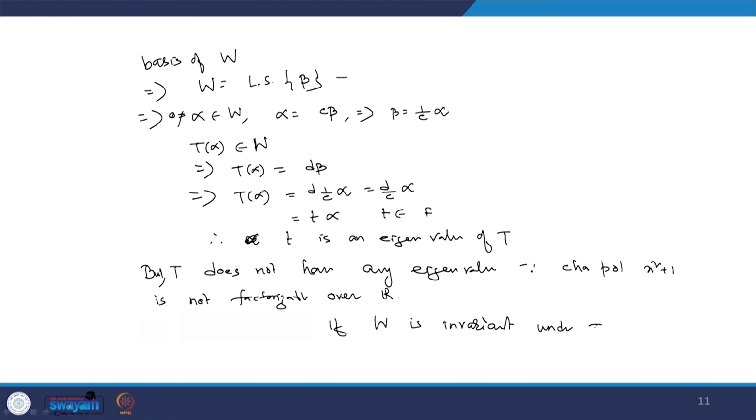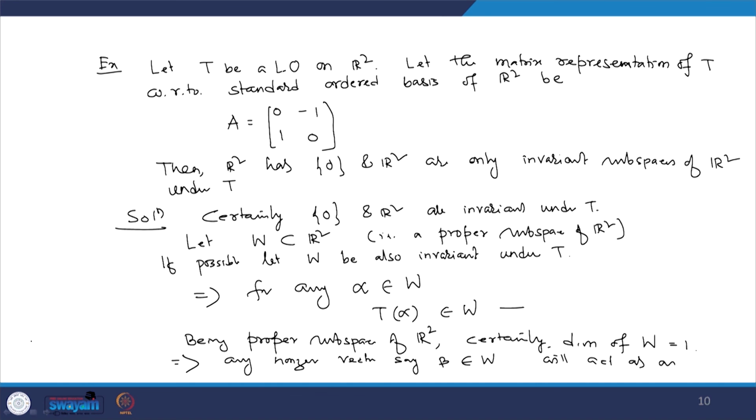If W is invariant under T, then W cannot be a proper subspace of V. But if you change the setting, suppose I consider the operator T over C2 instead of R2, then the corresponding matrix remains the same, but there will be a proper subspace which is also invariant under T, because in that case you will have eigenvalues plus minus i, and you will get the corresponding eigenspace which will be T invariant.